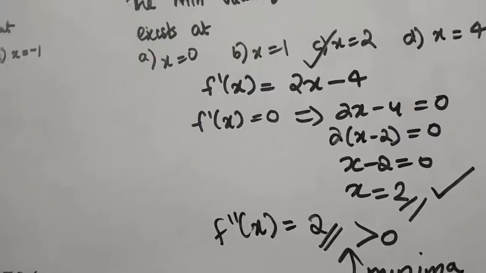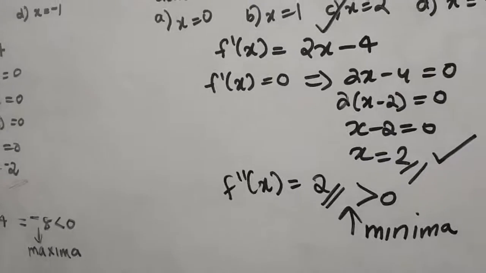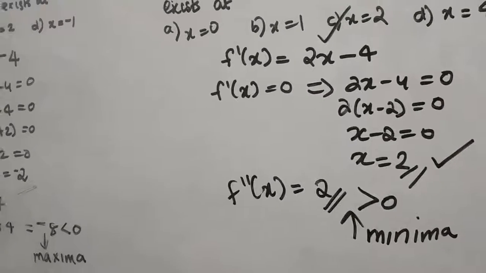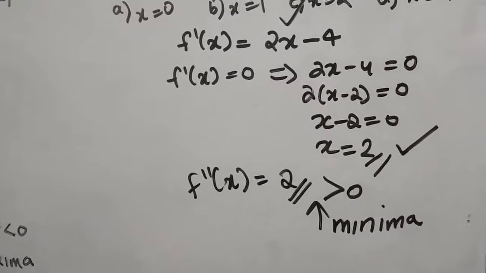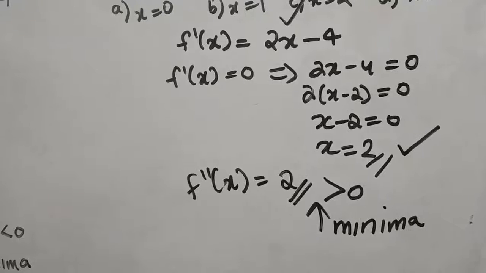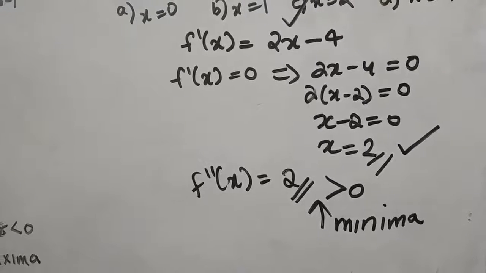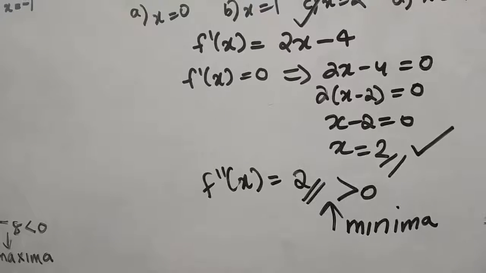So whenever they are asking maxima and minima, the steps you have to follow are: first find f dash of x, then equate f dash of x to 0, then find f double dash of x, check whether it is maxima or minima, then that value you have to select. Okay.